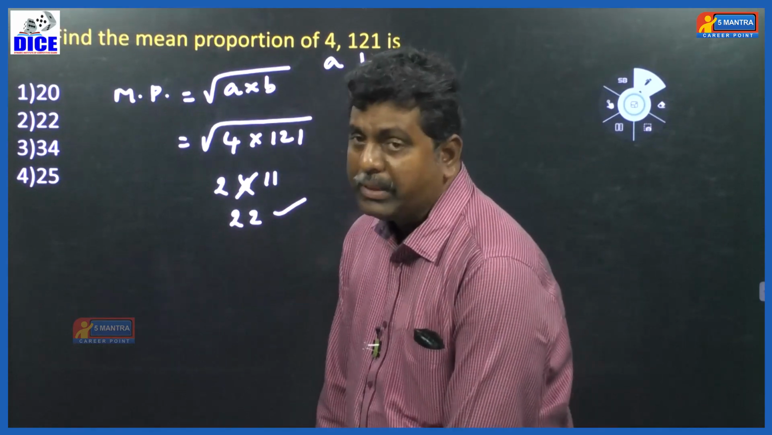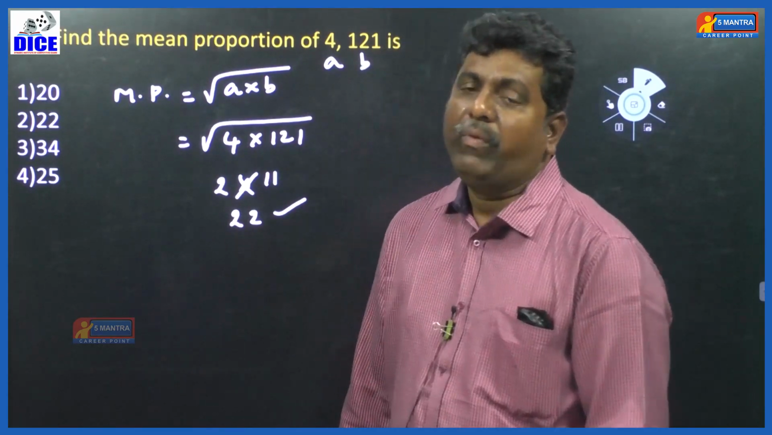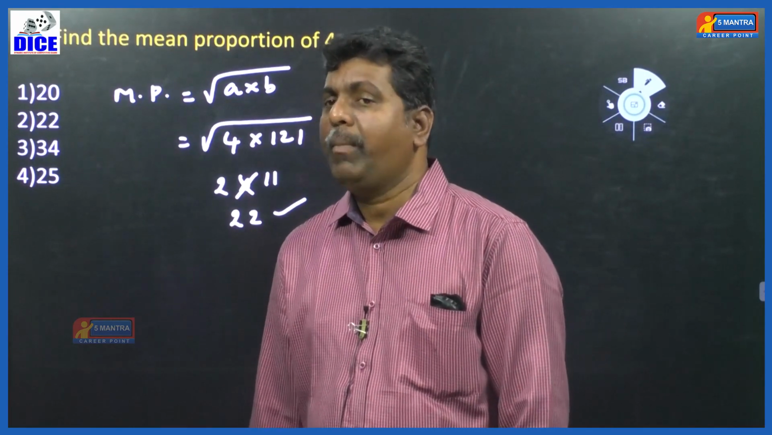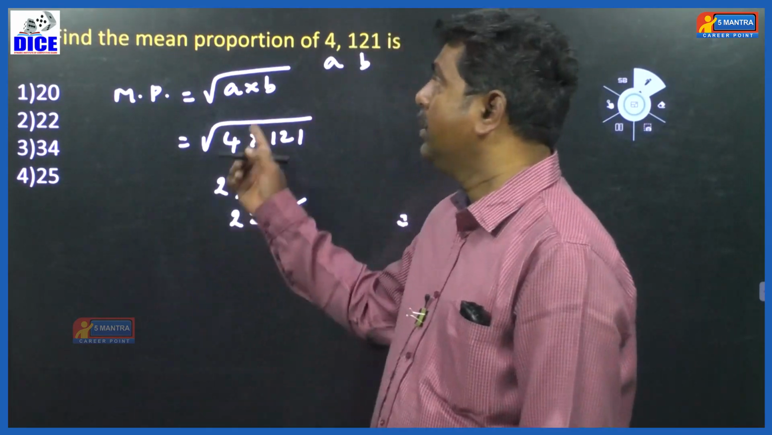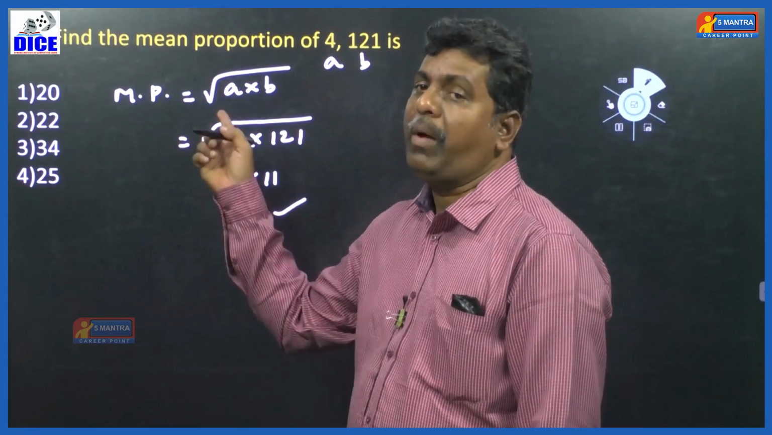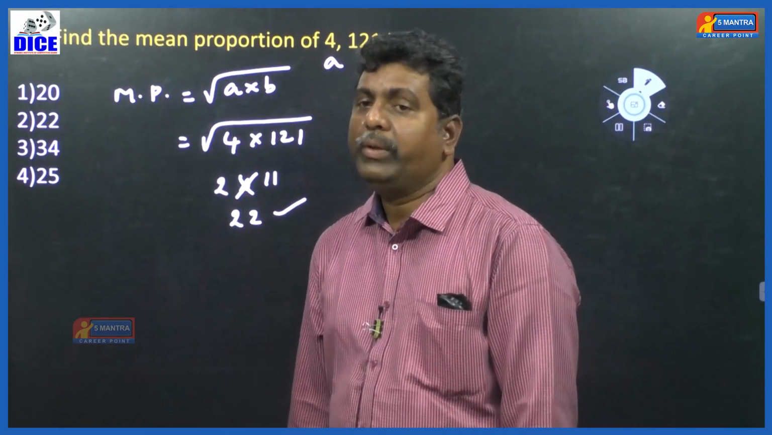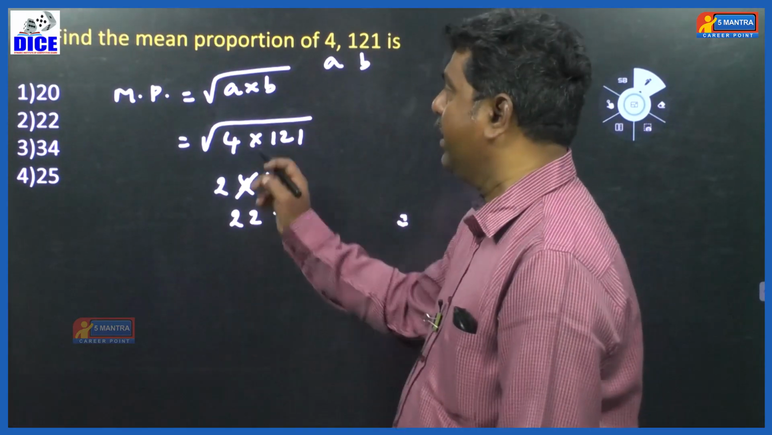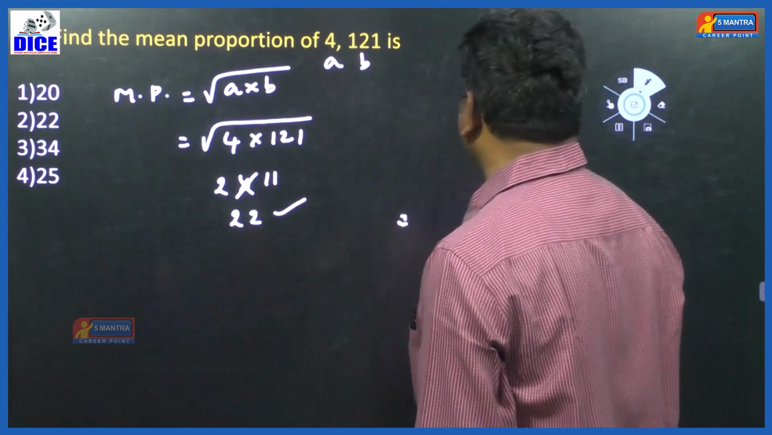So we have to compulsorily know the formulas. For fourth proportion, the formula is B into C by A. For third proportion, the formula is B square by A. And for second proportion or mean proportion, the formula is root of A into B. If you know these three formulas, definitely one question will come in the examination. Now we can go for the next new model.